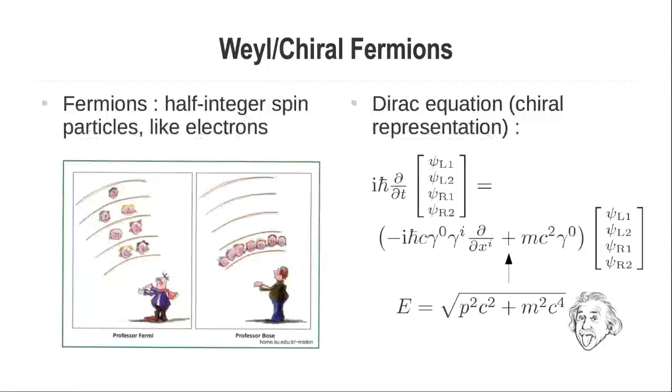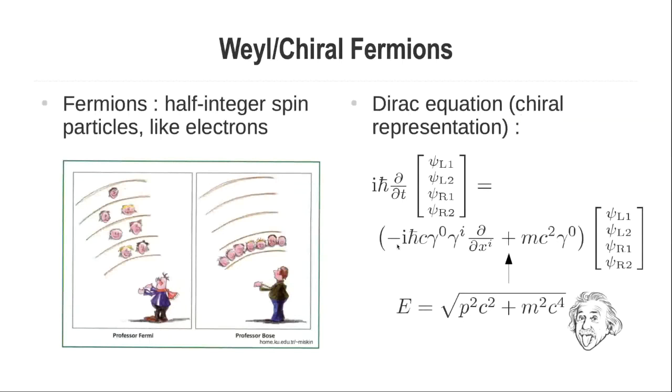So fermions, we all know, are particles which obey Pauli exclusion principle. That's one way in which they differ from other particles, say like bosons. And we also know that fermions, relativistic fermions very specifically, are represented by the Dirac equation. And the Dirac equation is a 4-component equation. So you can see it's a differential equation, but it has 4 components. This is in a particular representation of the Dirac equation called the chiral representation.